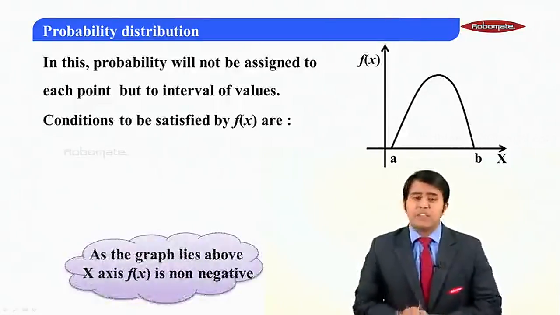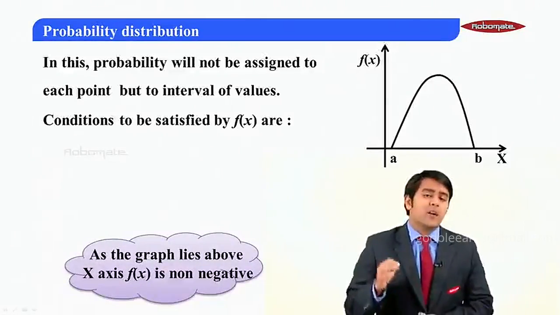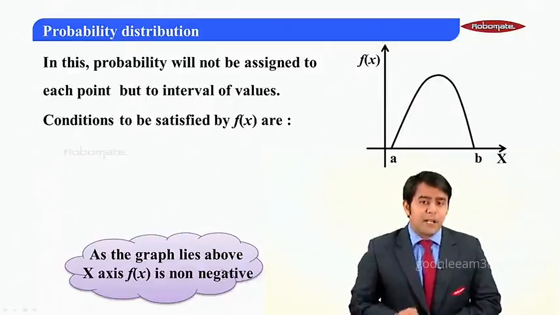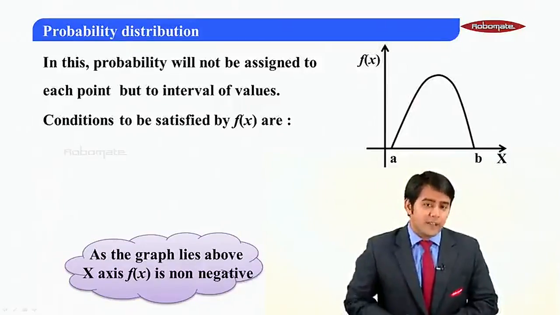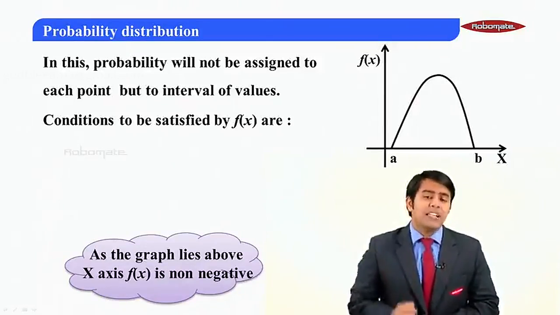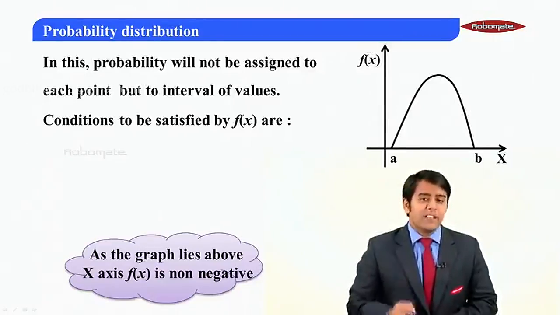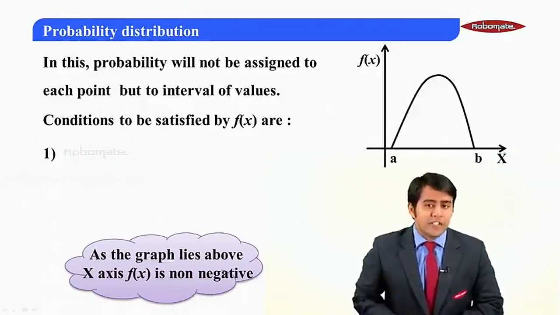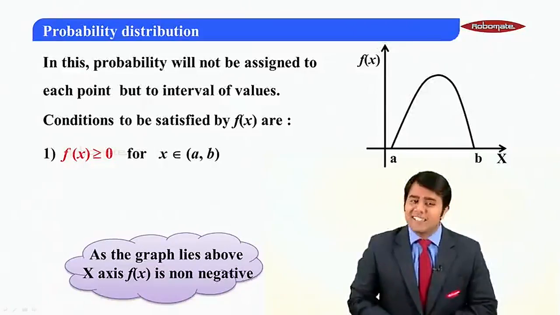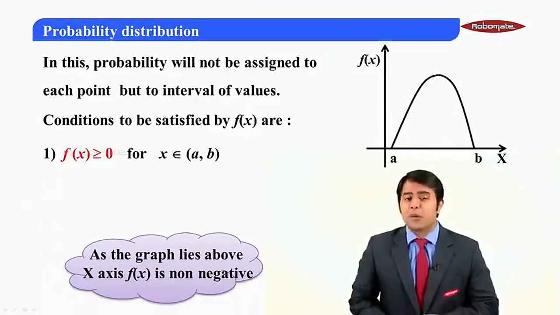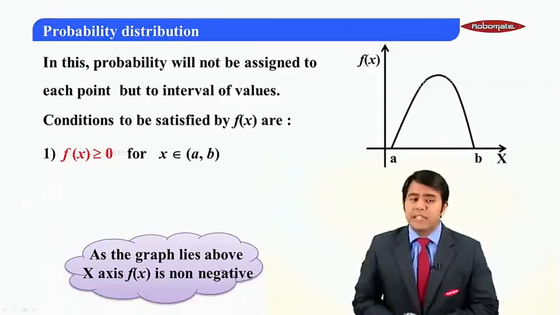First of all, if you see the graph, it lies above the x-axis where probability is f of x, right? So probability is always non-negative. Therefore, we can say that the first condition is f of x should be greater than or equal to 0 over the interval a to b.